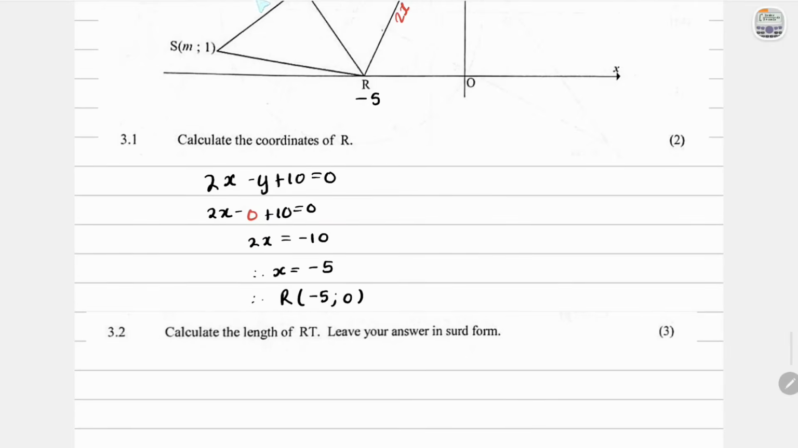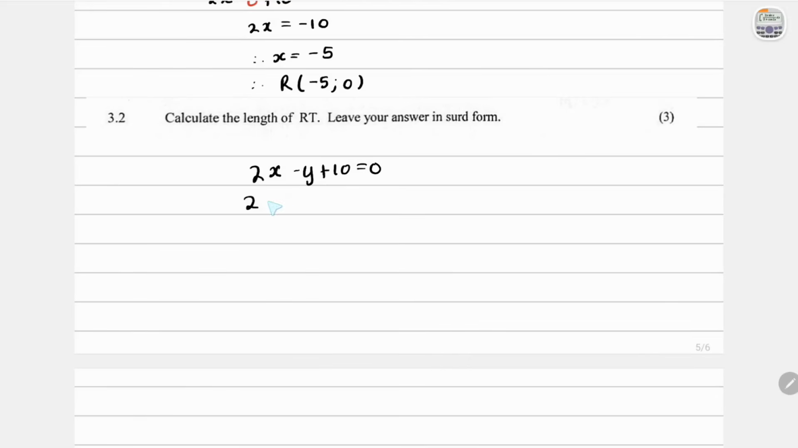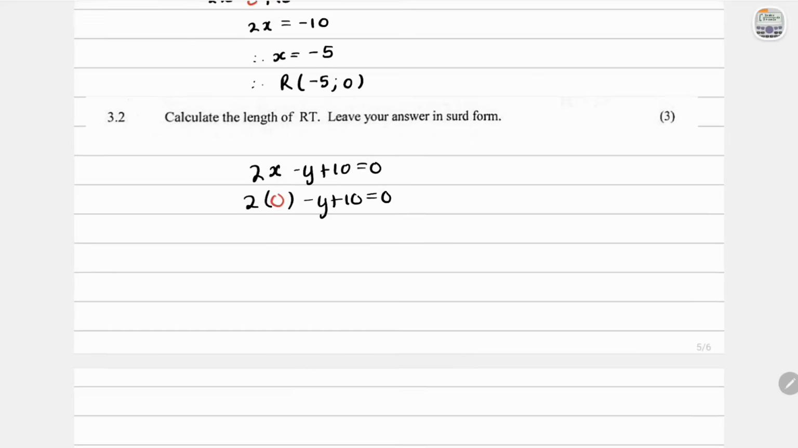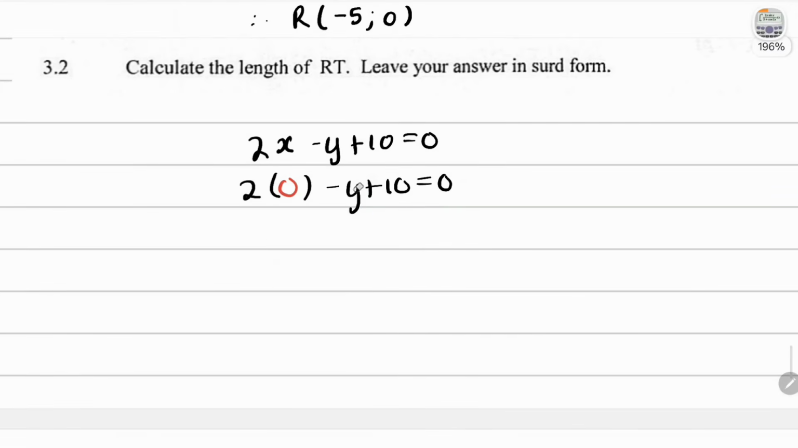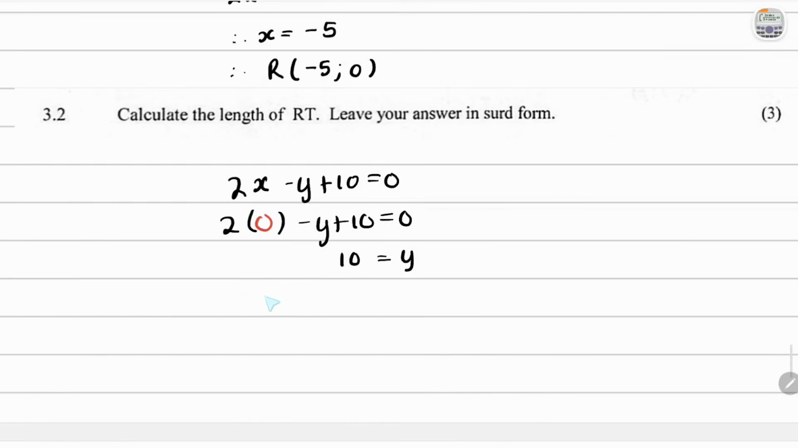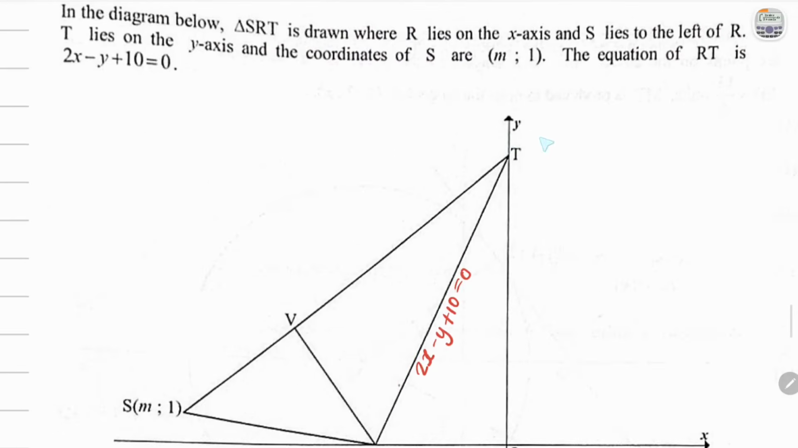Again, let's take the equation and make x equal to 0. So this is 2, and then in place of x, we say 0, minus y plus 10 is equal to 0. And then that gives us, as you can see, this y is going to be negative. You might as well take it over. So that's positive y is equal to 10. So that means we have the coordinates of T. Now, this is 0 and 10, and we can also fill that in here.